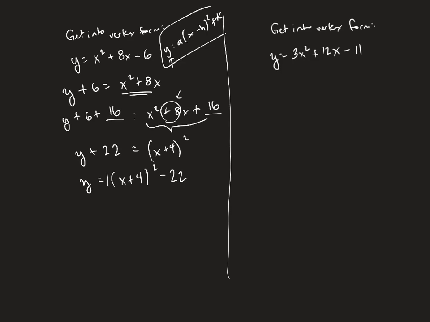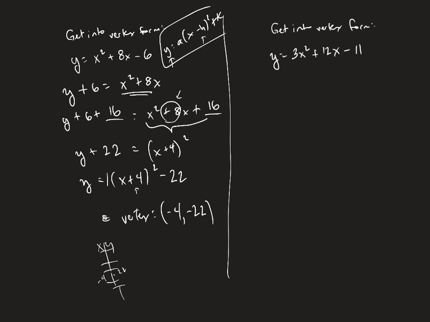My a is 1. My h, which is the x-coordinate of the vertex, remember it's x minus h, so we have to change the sign on it, would be negative 4. And my y value is negative 22. So if I wanted to graph this thing, I would pick some numbers around my vertex, negative 4, negative 22, plug them in for the x's, get back the y's.